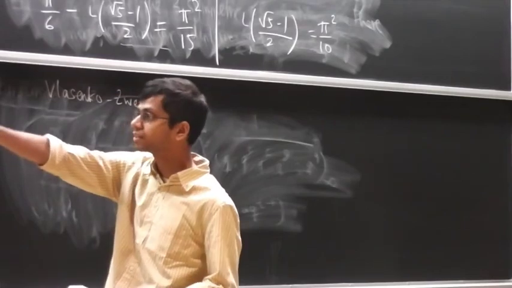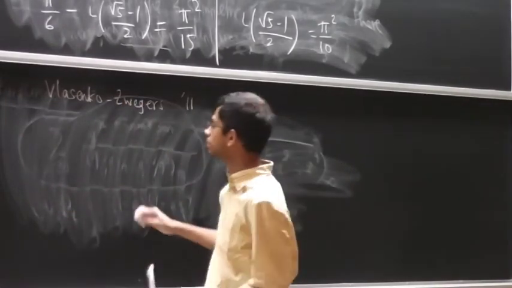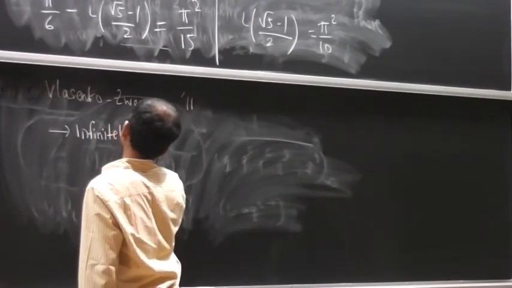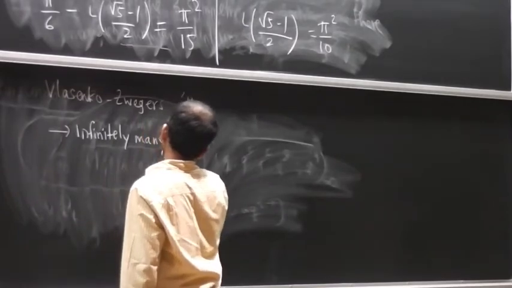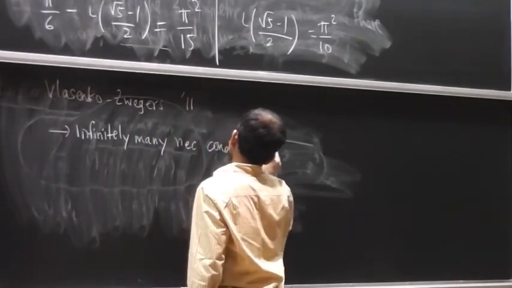This was just one constraint based on the most dominant term. You have infinitely many terms, so you get infinitely many constraints for modularity.